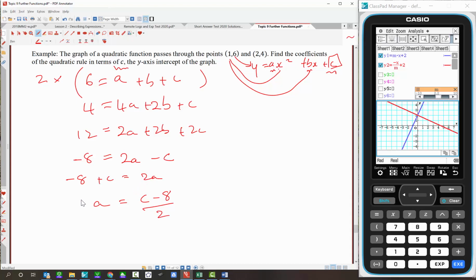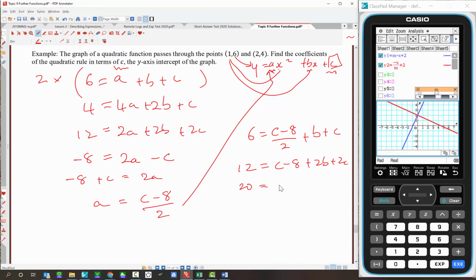Okay. All right, so that's the first coefficient found. So that's this a coefficient here. Let's find the b coefficient. So I'm simply going to put a in that first equation. So 6 equals c take 8 all over 2 plus b plus c. All right, let's multiply everything by 2. C take 8 plus 2b plus 2c.